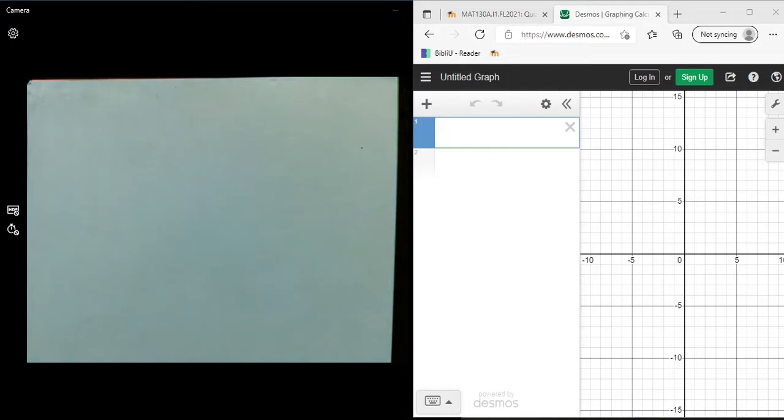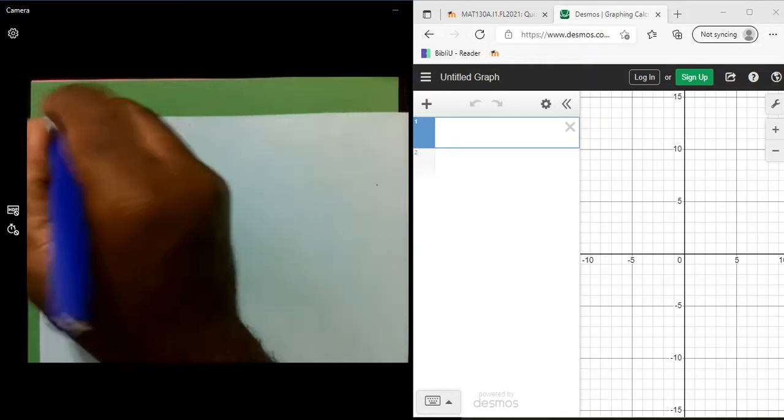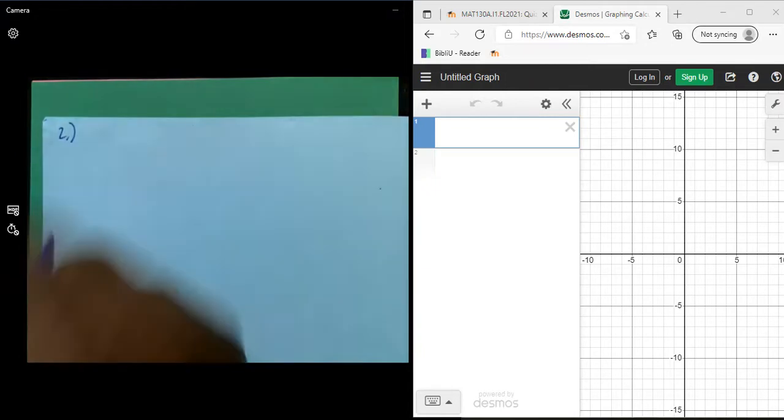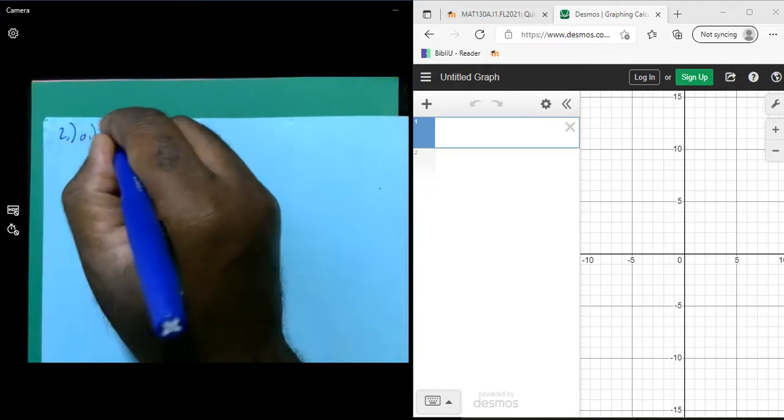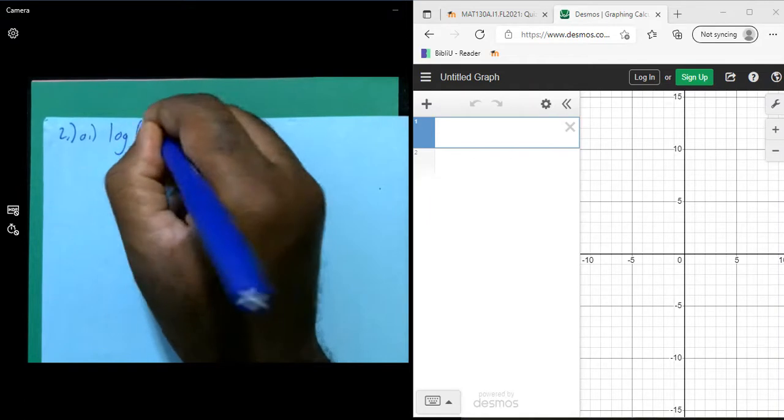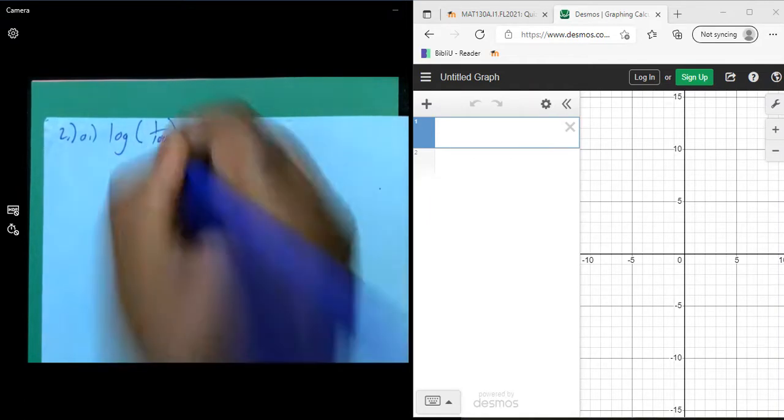Okay, so I'm starting with section 3.8 on page 343. I'm going to do the exact same problems I did before, which was just problems 2 and 4. So with problem number 2, we have 2a, we have log of 1 over 1,000.